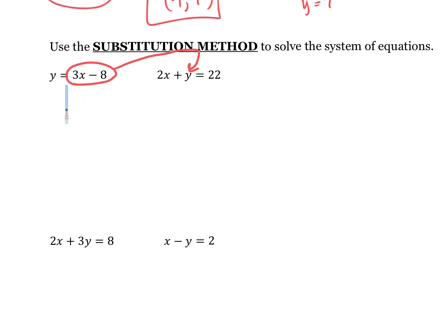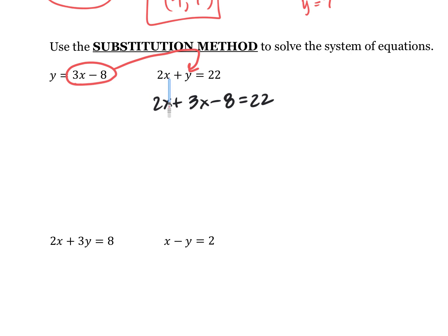Why is this helpful for substitution? Because my y was already by itself. If there's a variable by itself, substitution is very helpful. So I'm going to go plug that in right there. And I've got 2x. Instead of y, instead of Luke Lachey, what are we putting into that spot? You got it. Equals 22.